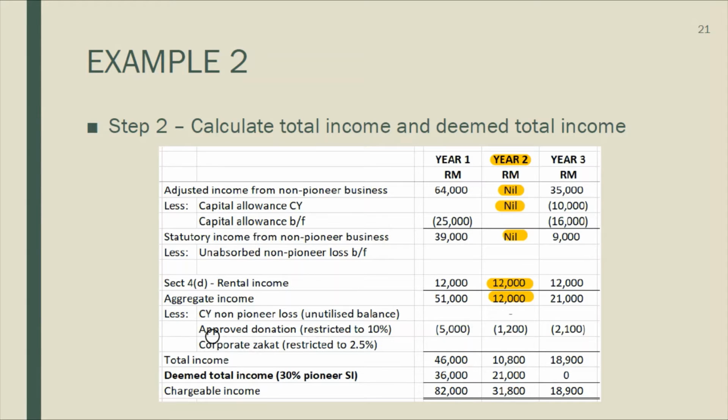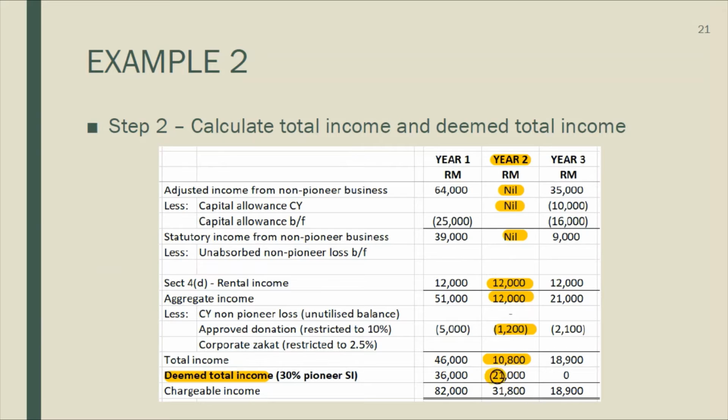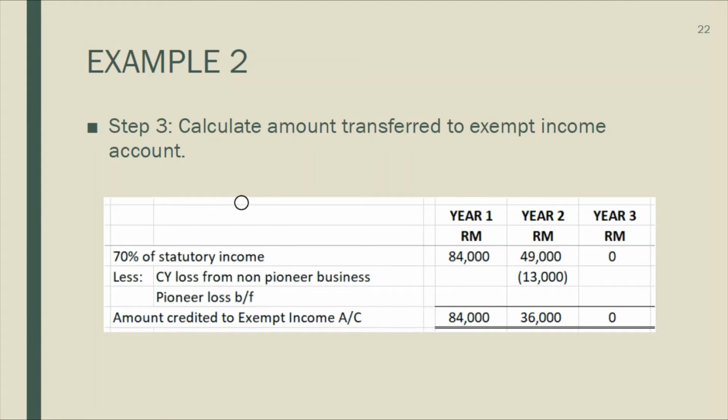So the approved donation is restricted to 10%. So although you incurred 5,000, you can only deduct 1,200. Okay, so therefore total income is 10,800. Deemed total income is 30% of statutory income for year 2. So 30% of the 70,000 will be 21,000. Therefore, chargeable income for year 2 is 31,800.